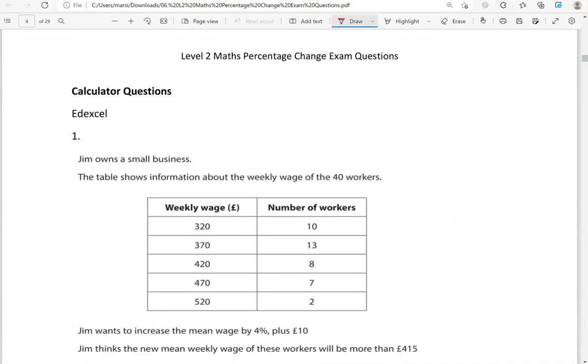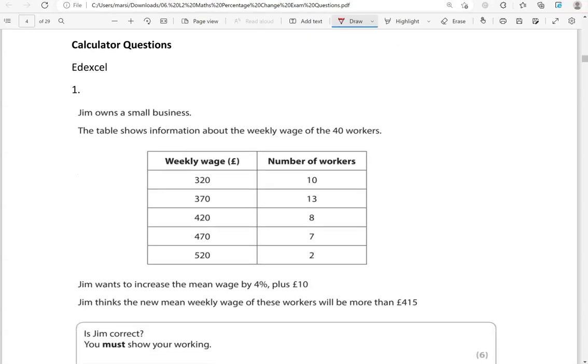From now on, we can use a calculator. Jim owns a small business. The table shows information about the weekly wage of 40 workers. Jim wants to increase the mean wage by 4% plus £10. Jim thinks the new mean weekly wage of these workers will be more than £415. Is Jim correct? You must show your working.